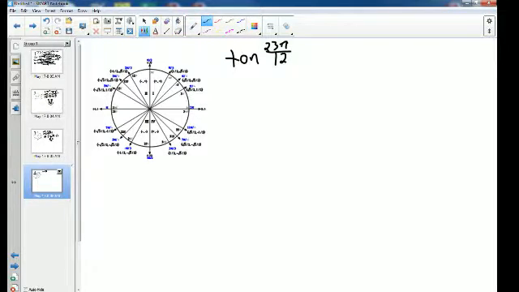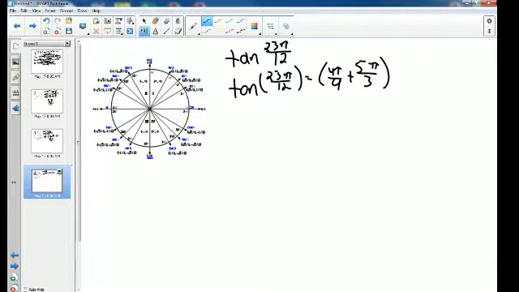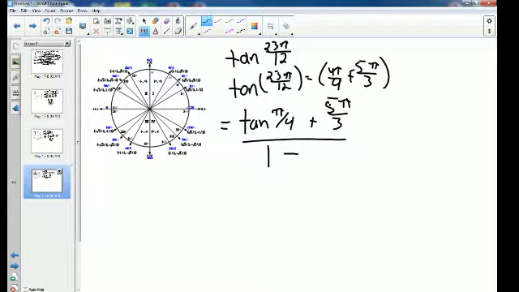And let's begin. Let's put it into our formula. Tangent of 23 pi over 12 is equal to pi over 4 plus 5 pi over 3. When we plug it into our formula, you'll get tangent of pi over 4 plus, notice because this is a plus, on the top it is the same, 5 pi over 3, over 1 minus the opposite of what we have up here, the tangent of pi over 4 times the tangent of 5 pi over 3.